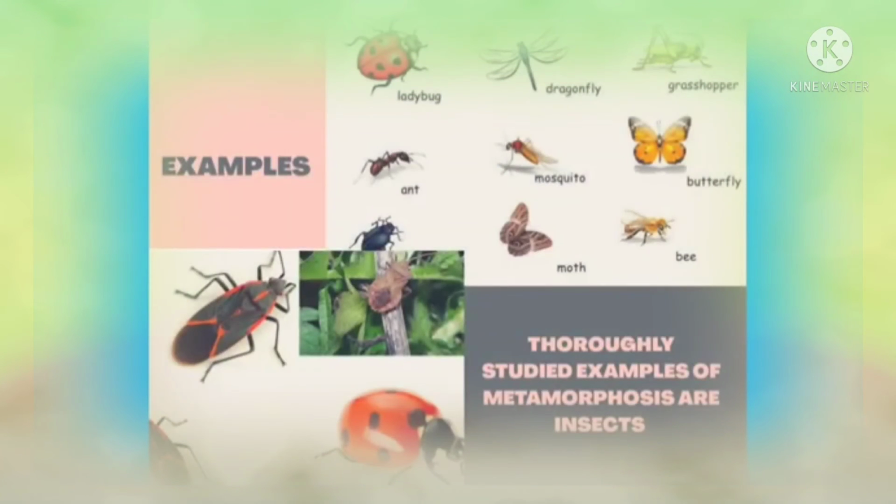Among the most dramatic and thoroughly studied examples of metamorphosis are the insects. Why? Because development is not the same in all insects, and it is convenient to group them into major categories according to the pattern of structural changes.